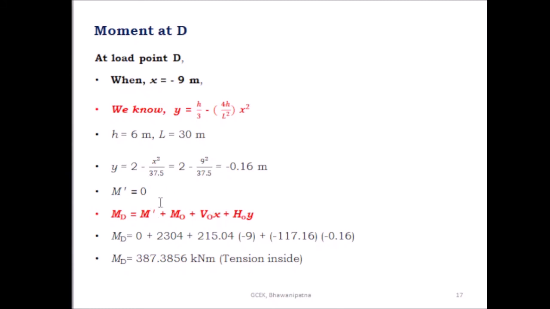M dash is equal to 0 and you know MO, VO and HO, and you know the x and y coordinate of the point D. So after putting the x and y coordinate and MO, VO, HO and M dash, you can find out the moment at the loading point. So the moment at D is equal to 0 plus 2304 plus 215.04 into minus 9 plus minus 117.16 into minus 0.16. Then after simplification, MD is equal to 387.3856 kilonewton meter. But here the moment at the loading point is positive, so there is tension inside in the fixed arch.